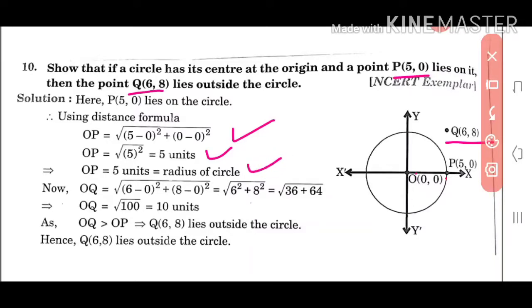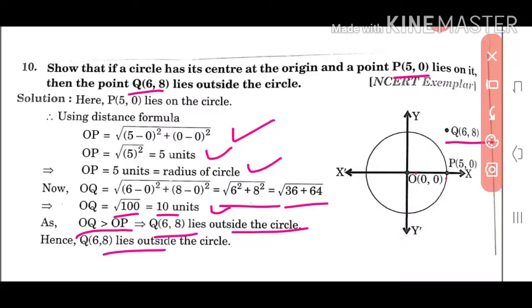This is the radius. Now you find the OQ distance. OQ is equal to root of (6 minus 0) whole square plus (8 minus 0) whole square, so you get root of 6 square plus 8 square, that is root of 36 plus 64, so OQ equals root of 100, which is 10 units. Look here, the radius is 5 units, but OQ is 10 units, so OQ is greater than OP, which means this point Q (6, 8) lies outside the circle.